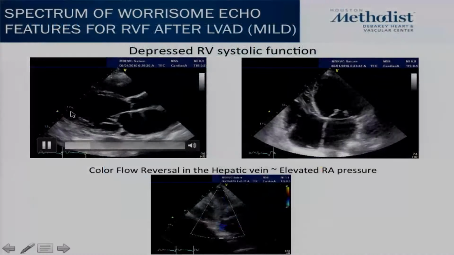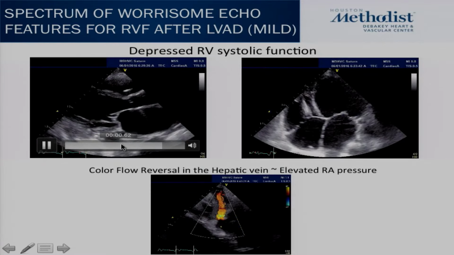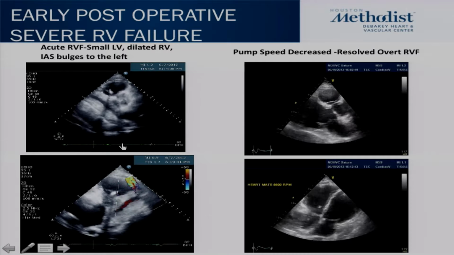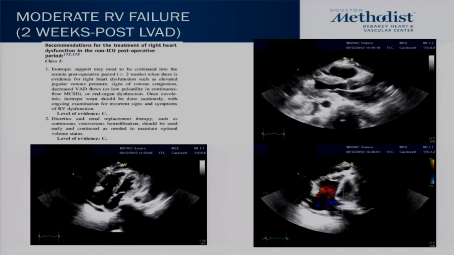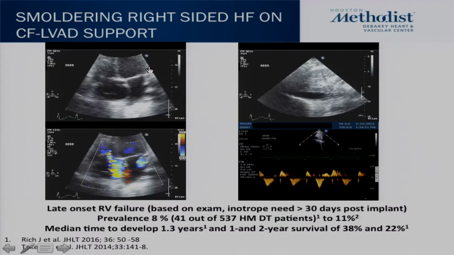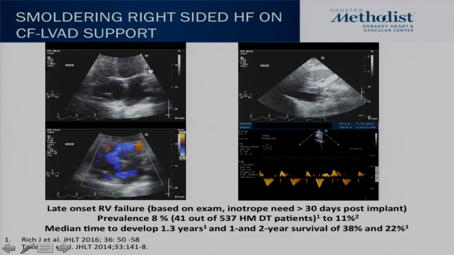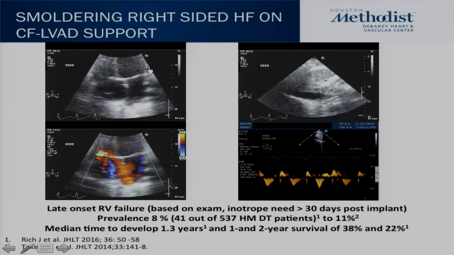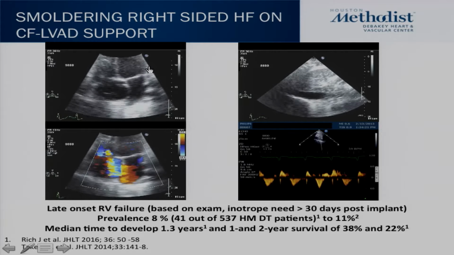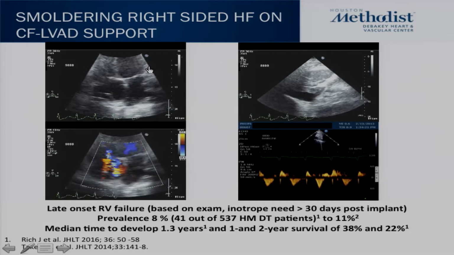Again, these are some of the examples of RV failure after LVAD. This is an example of mild. I showed an example of very drastic, and these are, of course, severe RV failure. This is an example of moderate RV failure 2 weeks post. So sometimes we will need to know that, particularly in the perioperative phase, and also late onset RV failure is a real phenomenon, and it is linked to poor outcomes and poor survival in patients with LVAD. So a lot of these patients develop late onset RV failure, which is 30 days post implant, and a lot of patients develop this after the first year of implant.